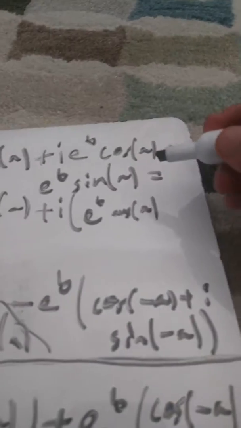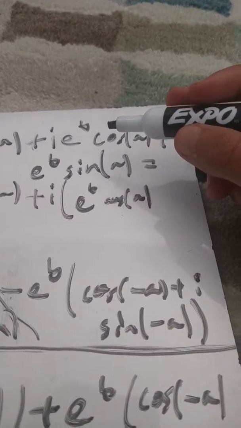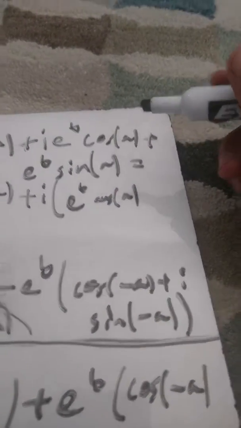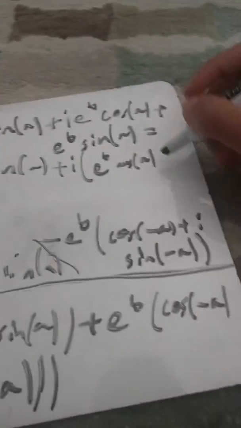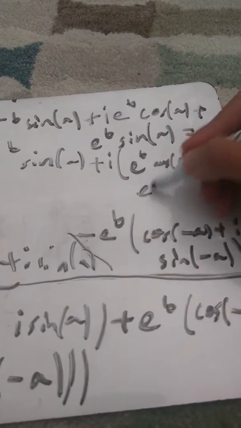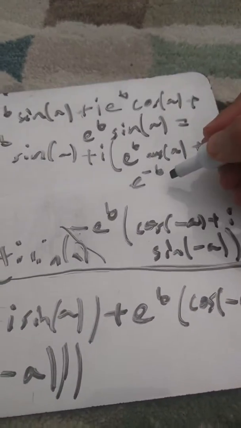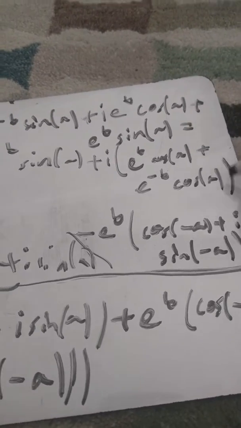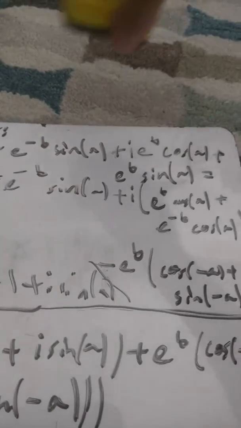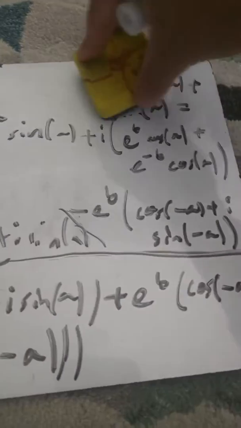e to the b cosine a, plus, there's no minus, so it's a plus, e to the negative b cosine of a. Pretty interesting right here. So this is the denominator. I'm just going to rewrite it right here.